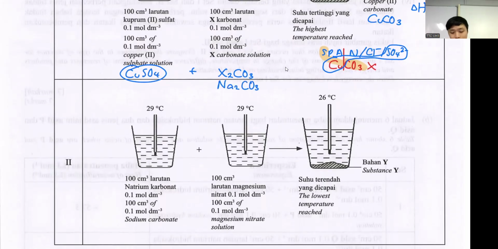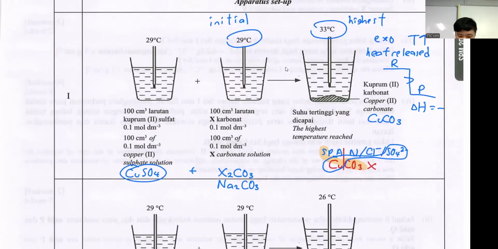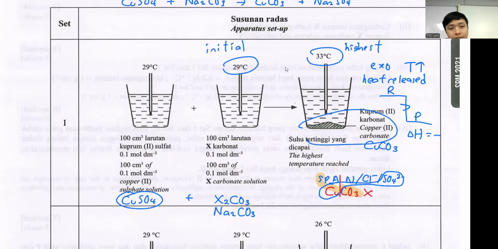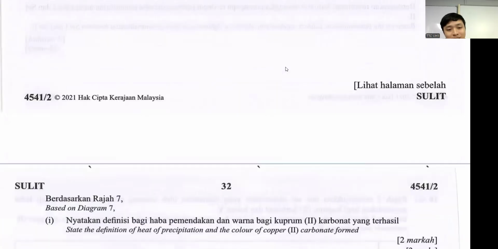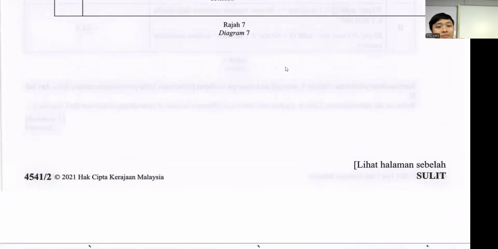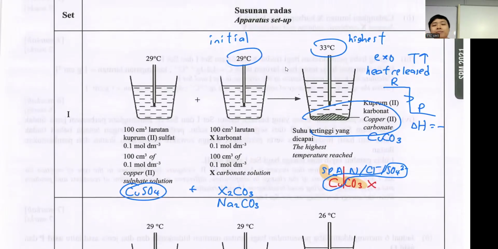So next one. In this case, the equation is copper(II) sulfate reacts with Na2CO3. I will get my precipitate and sodium sulfate. Let me ask you, copper(II) carbonate is what color? What is the color of the precipitate? I think they do ask the color of the copper(II) carbonate formed. Anyone? What is the color of CuCO3?